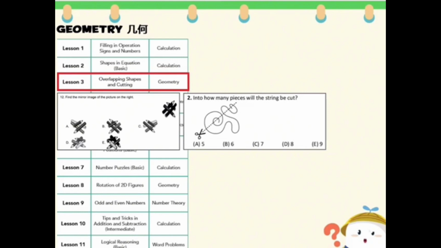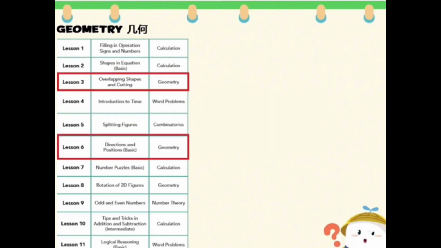And another one is about how many pieces will the string be cut. Actually, this is kind of like the interval problems. You can see the number of cuts and the number of pieces. The number of pieces is always equal to the number of cuts plus 1. Okay, and the next one is about the lesson 6. The topic is directions and position.